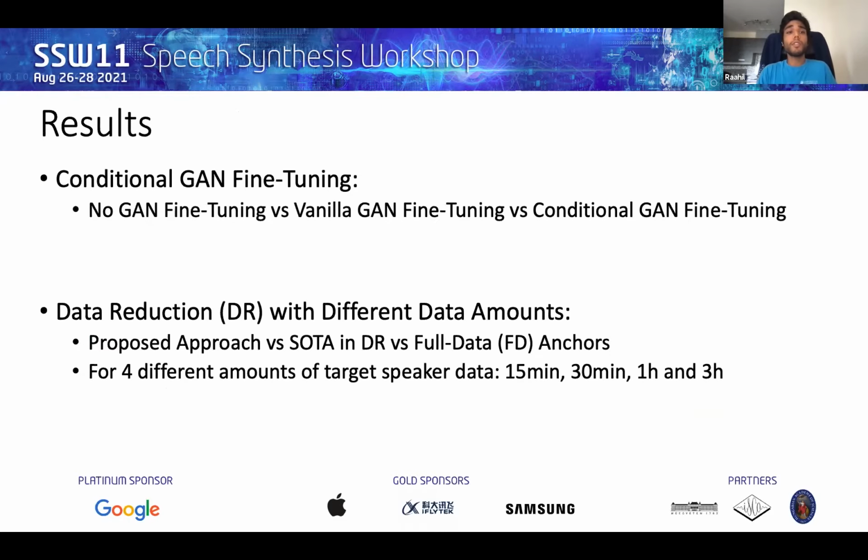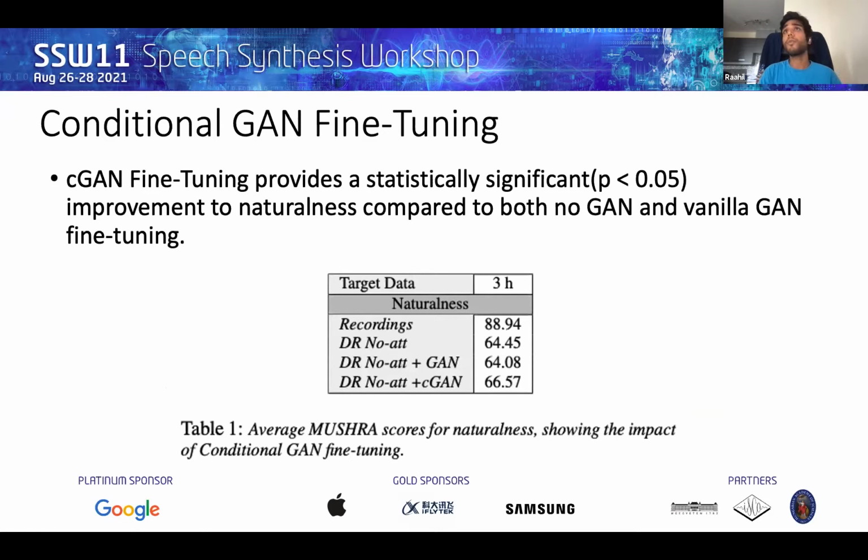So let's look at what these approaches give us in terms of results. We will look into two different studies. One is an ablation study for the conditional GAN fine-tuning technique that I just spoke about. And as we can see here, compared to our baseline with just vanilla fine-tuning, so no GANs applied, as well as our multi-speaker model fine-tuned with the standard GAN network, we find that adding the phoneme conditioned GAN brings a statistically significant improvement to our multi-speaker fine-tuned synthesis.